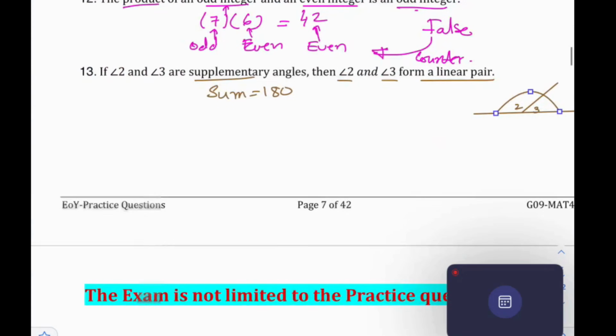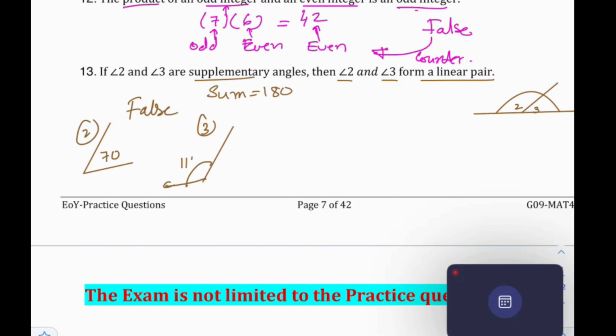Now let's go back to what he's saying. Is it always the case that angle 2 and angle 3, if they have a sum of 180, should look like this? Of course not. We can draw any separate angles. This is angle 2, and we can say that this angle is 70. And this is another angle, which is angle 3. We can say that this measure is 110.